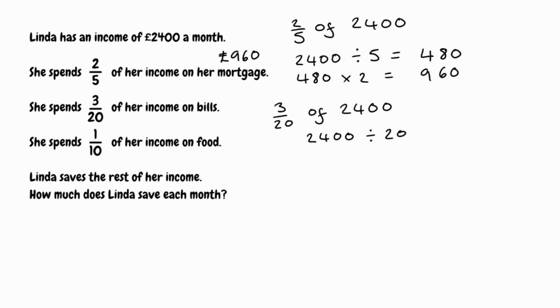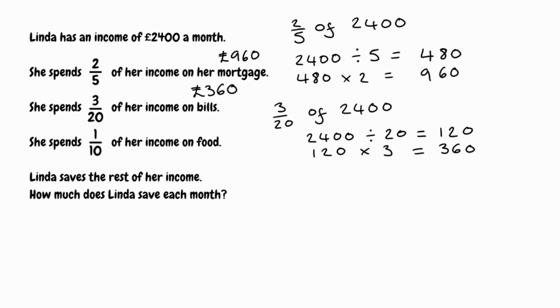So we're dividing by 20. If we do 2,400 divided by 20, that's going to give us 120. We then take that 120 and multiply by the numerator. So multiplying by 3 is going to give us 360. So Linda is going to spend £360 on her bills.